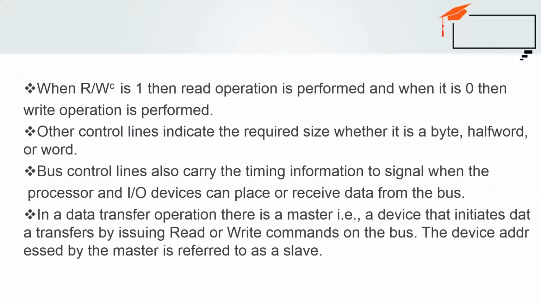In a data transfer operation, there is a master, that is, a device that initiates data transfer by issuing read or write commands on the bus. The device addressed by the master is referred to as a slave.